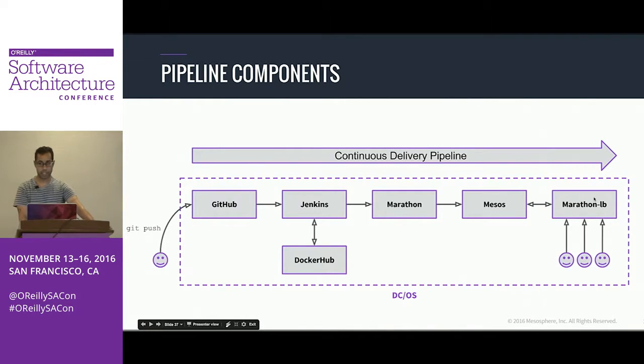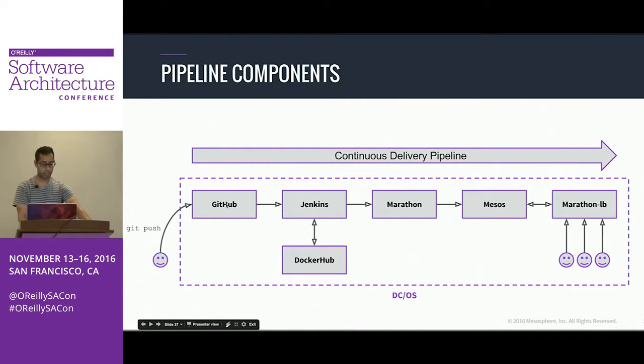Marathon-LB here is an HAProxy-based load balancer. I've already configured it on the machines for you. It's very easy to set up and run, and it makes it easy to expose your application to the internet. And we'll be doing that at the end of the tutorial. So we'll be running an application and then making it public.